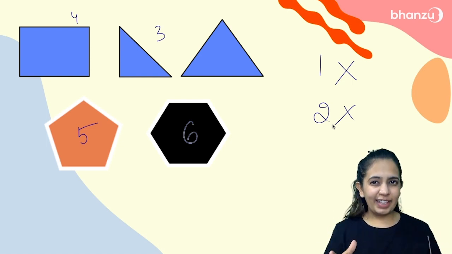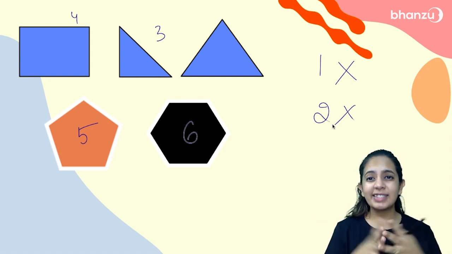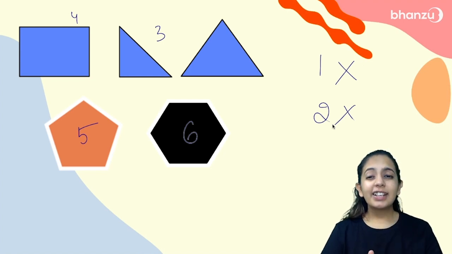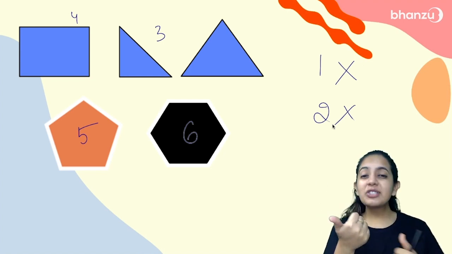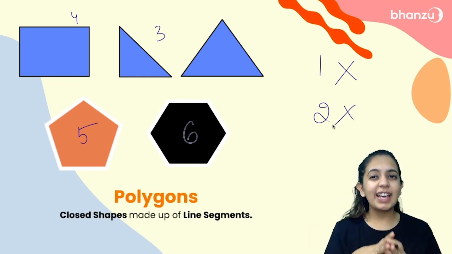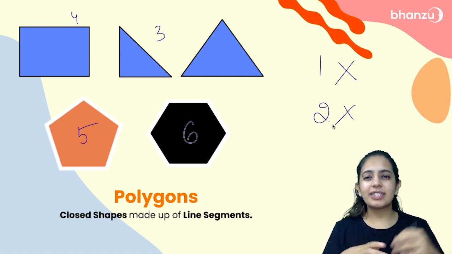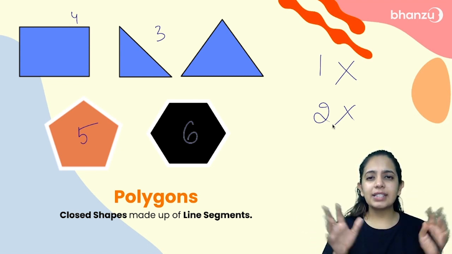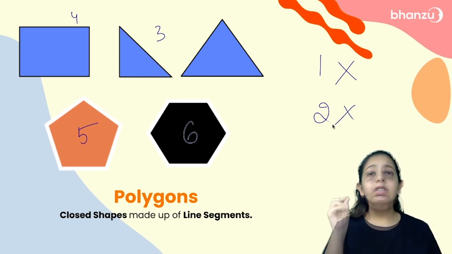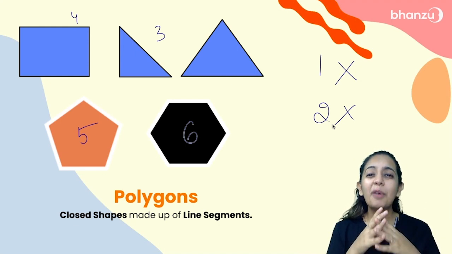Now, what do you think? Does it have a special name? The closed shapes with line segments? Because in maths, everything has a special name. So my dear, the shapes which are closed and which are made up of line segments are called polygons. So all of these that you see over here are polygons. The shapes which are made up of 7 line segments, 9 line segments, 12 line segments, 15 line segments, all those are also polygons. So every closed shape which is made up of line segments is a polygon.